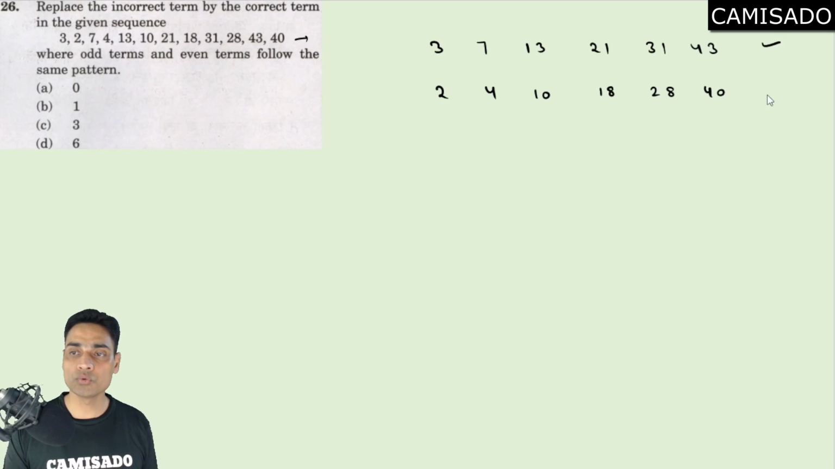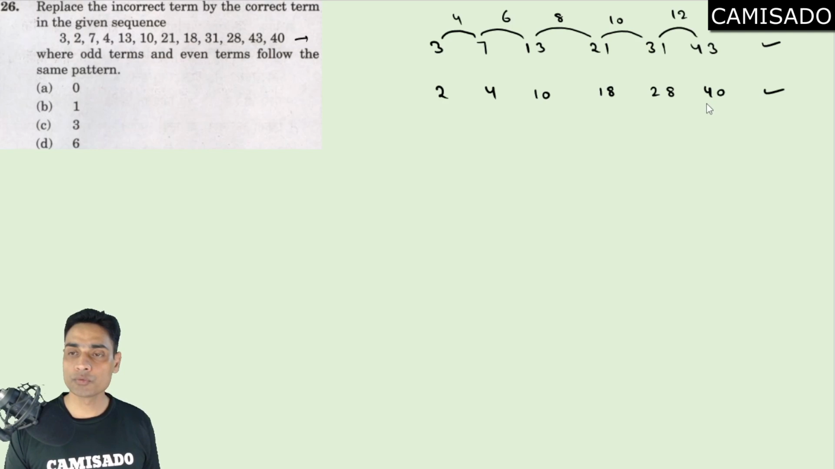Now these are two sequences, and we have to just find out the incorrect term in the given sequence because the pattern which both the sequences are following is same. So what we can do here is we have to just look upon the sequence, what the sequence is. Here you can see the difference is 4, then it is 6, then it is 8, fine, then it is 10, then it is 12.